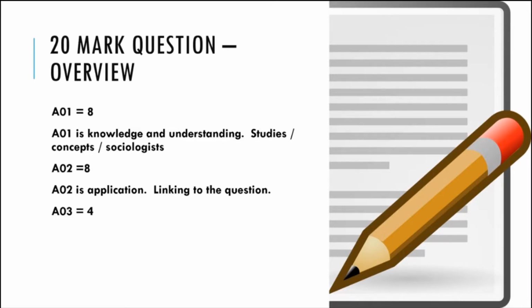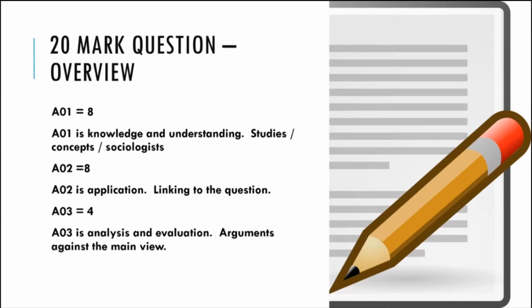And AO3 is worth 4 marks, and this is analysis and evaluation. For this question, they're asking you for the arguments against the main view of the question. As you can see, this is only 4 marks, so you need less content against the main view of the question than in favour, because as you know, it asks you to briefly evaluate.